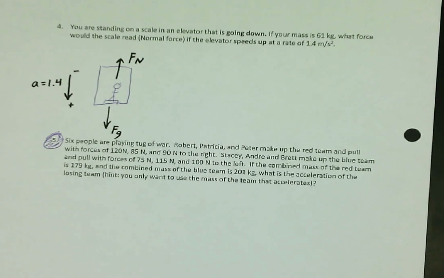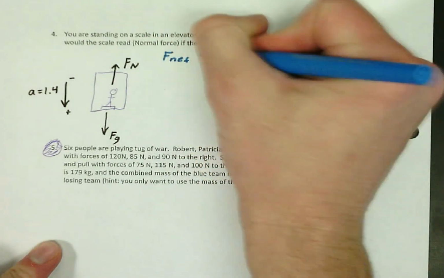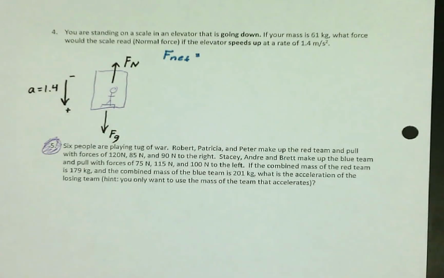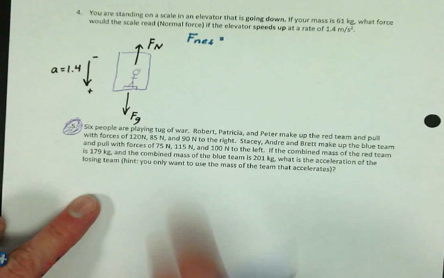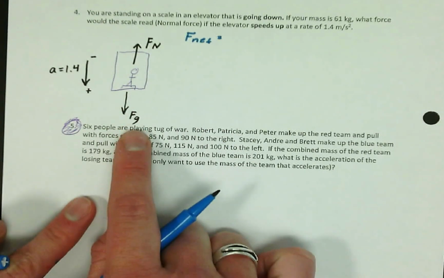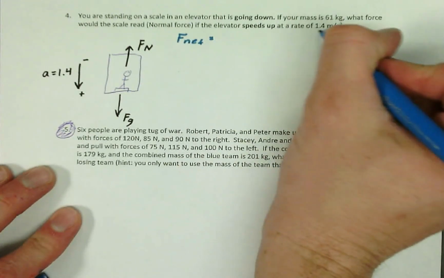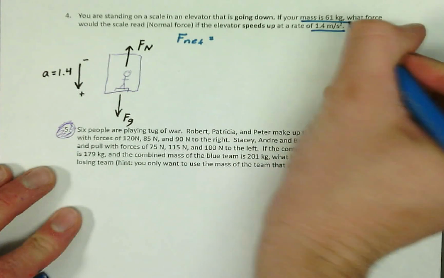Okay? Now, the next step is always find the net force. That is always the next step. Find the net force. So, how do I find it? Well, I either find it by adding the forces together, or I find it by doing mass times acceleration. In this case, I don't know the normal force or the force of gravity, although, to be fair, I can find that pretty easy. But I do know the acceleration, and I do know the mass.